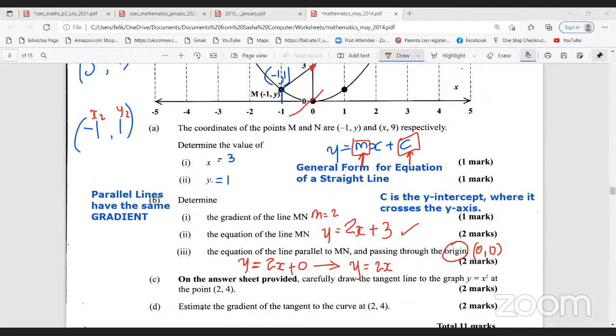What's the point that they gave us? 2 and 4. Yes, 2, 4. Zoom said tangent is a line that touches the circle. Yes, so it touches it. It does not pass through it.